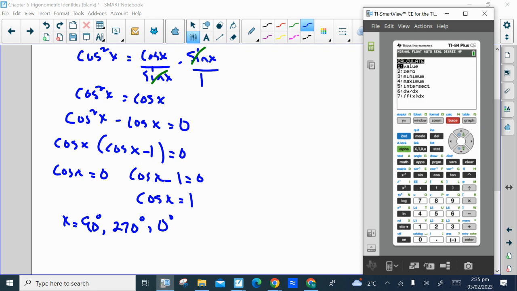So second function trace, number 5 for intersect, enter, enter. I'll put my first guess at 0, and it is a point of intersection, so that confirms that answer. Second function trace, number 5 for intersect, enter, enter. I'll put my guess at 90, confirms that point of intersection. And the last one is 270. So I can just type in 270 if I want.